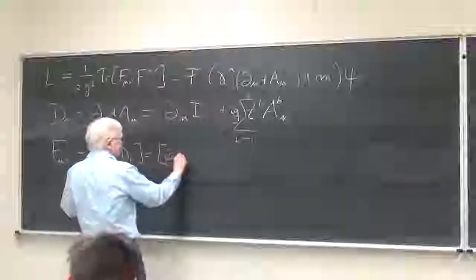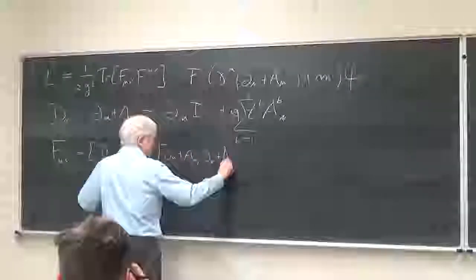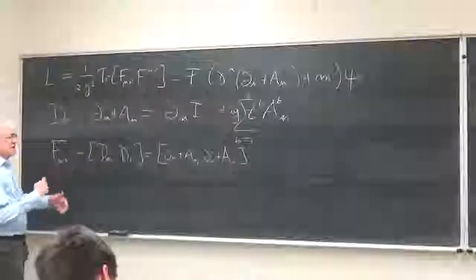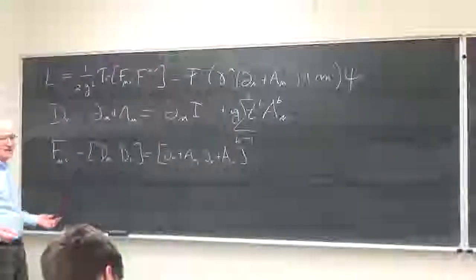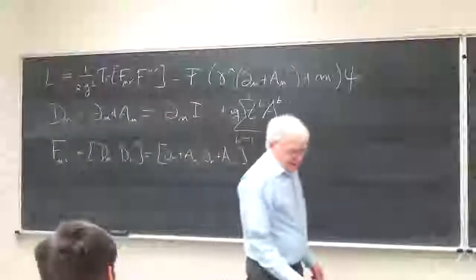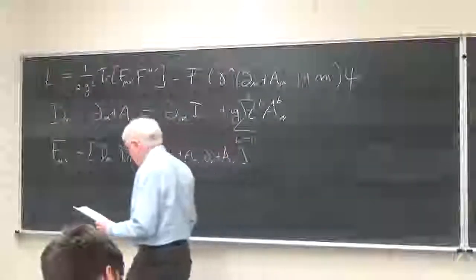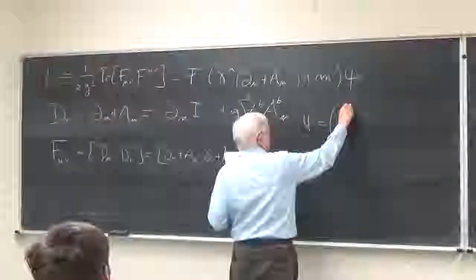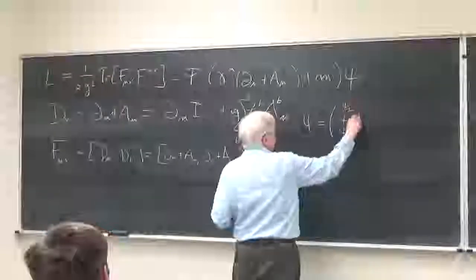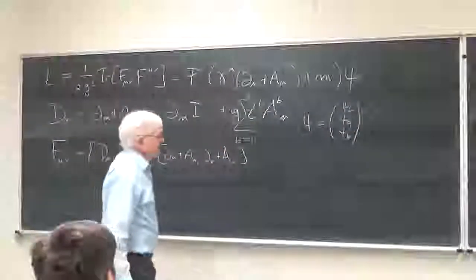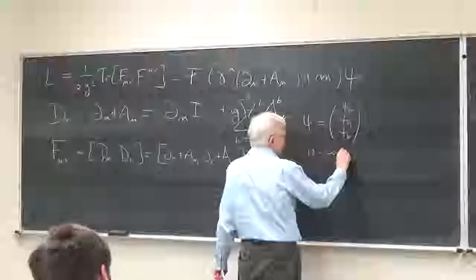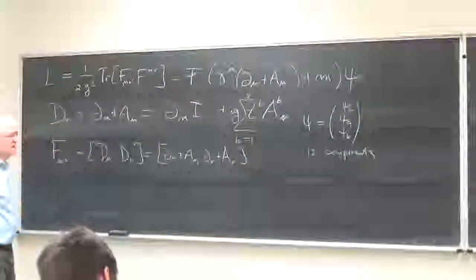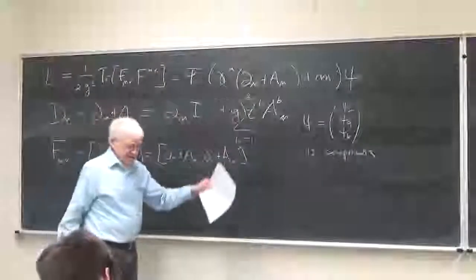So, this is d mu plus A mu. And since the A's are matrices, the commutator gives you other matrices, and then you take the trace so that you don't have anything but fields left. This psi that was sitting here is actually a psi red, psi green, psi blue. And so this is actually a 12-component field, because each Dirac field has 4 components. So this is a rather compact notation.